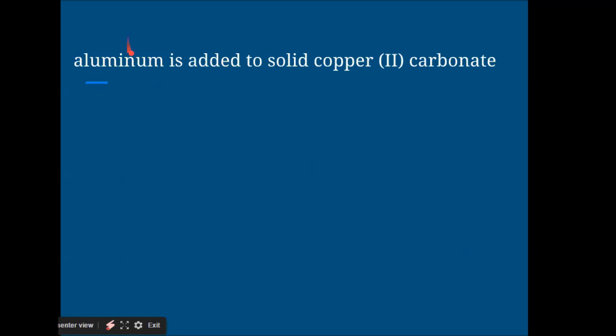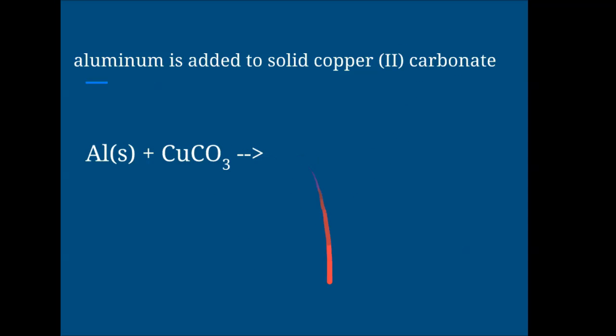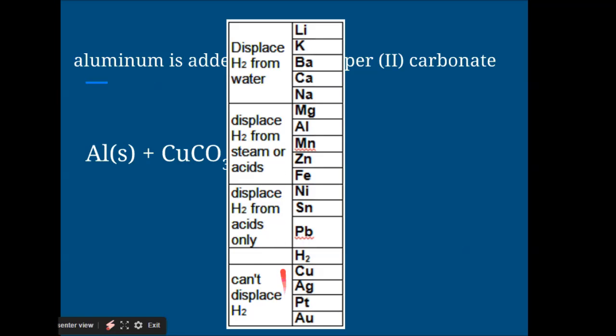Aluminum is added to solid copper 2 carbonate. So aluminum, it's Al. It's a solid because it's aluminum, and we all have had dealings with that, and all metals are solids at room temperature except for mercury. And then solid copper 2 carbonate, that would be CuCO3.